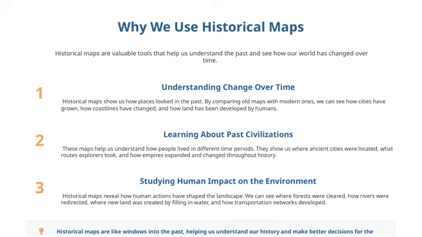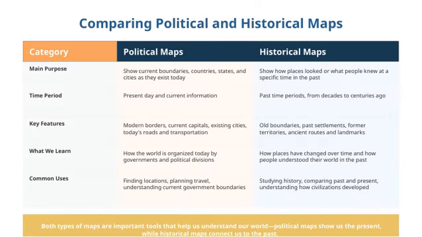Finally, historical maps reveal the impact humans have had on the environment. They show us where forests were once dense but are now cleared, how rivers have been redirected for agriculture or urban needs, and where land has been created by filling in water. They also show us how transportation networks like roads and railways have developed over time. Overall, historical maps function like windows into the past. They help us understand the history of our landscapes and societies, and this understanding can guide us in making better decisions for the future.